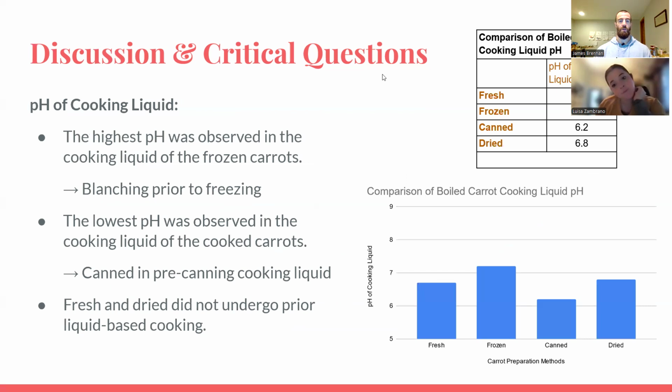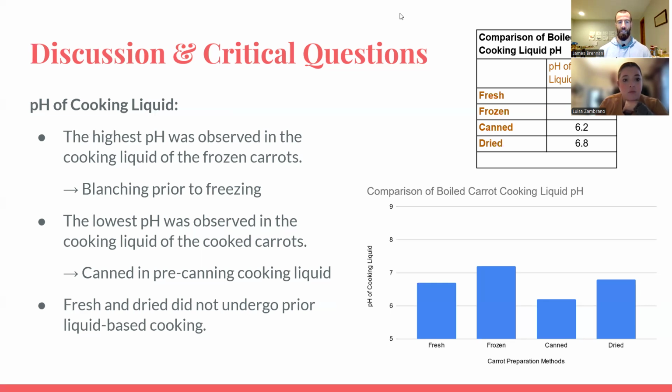So we also assessed the pH of the cooking liquid. Each of the carrots that were cooked from these different processing methods all underwent the same boiling process, so there was a residual cooking water left over. And it was observed that the highest pH was in the cooking liquid of the frozen carrots. And the reason for this, again, was the blanching prior to freezing.